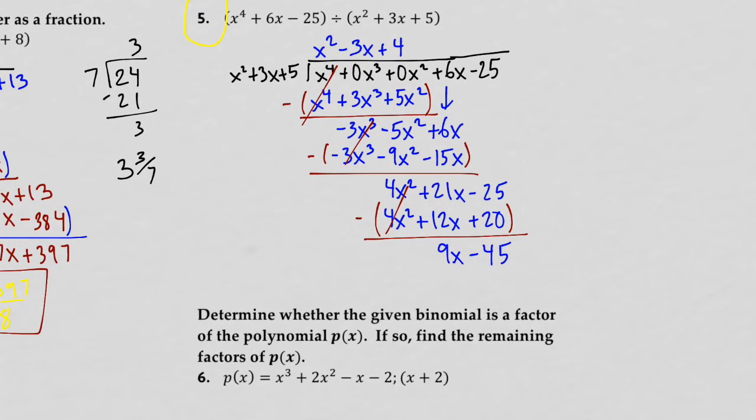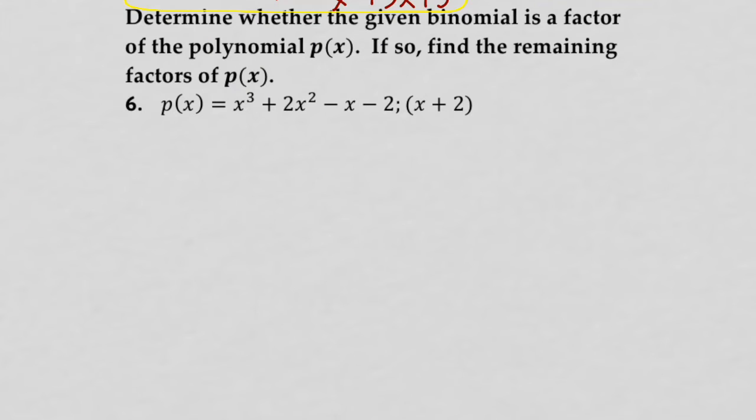This is how I'm going to write my answer. Your quotient, x squared minus 3x plus 4, plus your remainder divided by your divisor. So your quotient plus your remainder over your divisor: plus 9x minus 45 over x squared plus 3x plus 5. And that is all. That's your final answer.